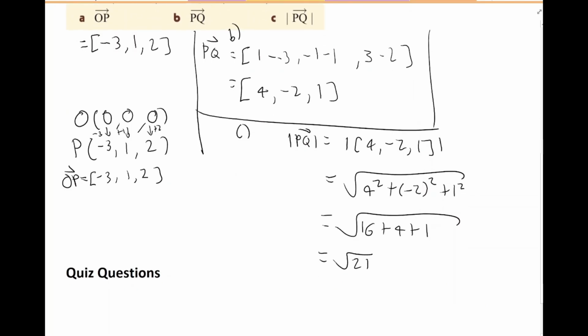So what we've actually found there is the distance from P to Q. If the question ever asks for that, you want to find the vector PQ first and then do the mod of that. That'll give you the distance between those 2 points.